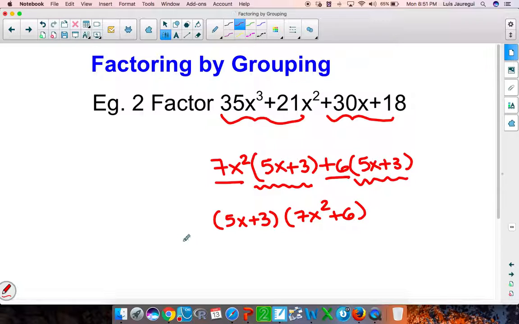The next thing we do, we take a look at the first factor, 5x plus 3, and see if we can factor anything else in there. And since we cannot do that, we can go to the next factor, 7x squared plus 6. There's nothing we can factor out in there. So we can say that this is the factored form of our polynomial. In other words, 35x cubed plus 21x squared plus 30x plus 18 can be written out as 5x plus 3 times 7x squared plus 6.